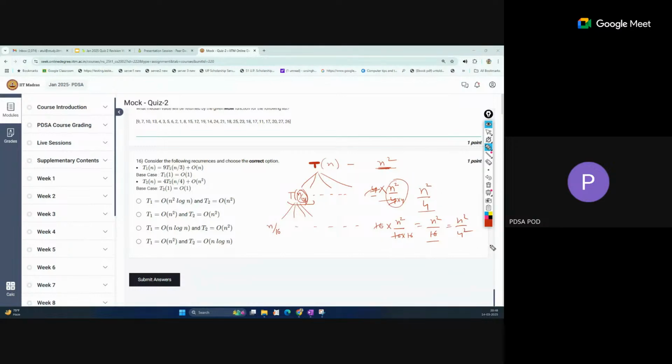This pattern is reducing. So in the case of reducing, we directly write f(n) as the complexity, so T(n) equal to f(n). What f(n) value do we have? We have n square. So n square will be the complexity for this. For the first we are getting n square, and for the second one also n square. So this option B will be the correct one.